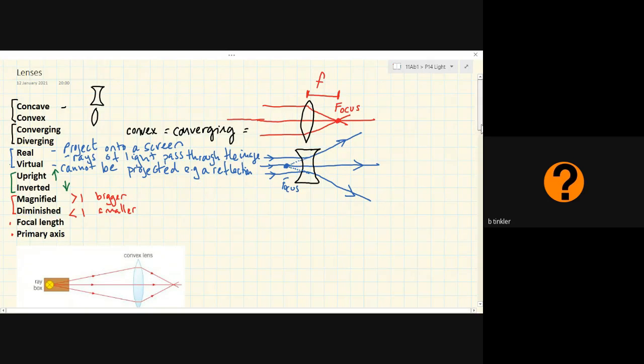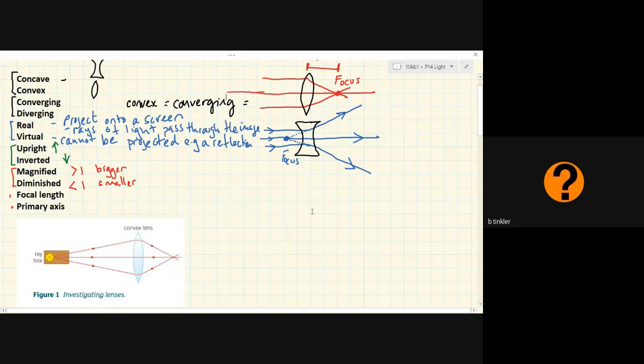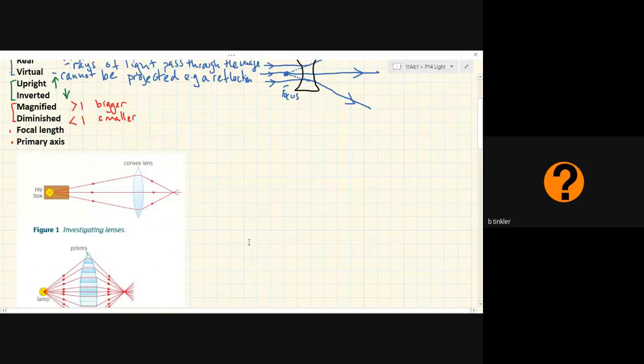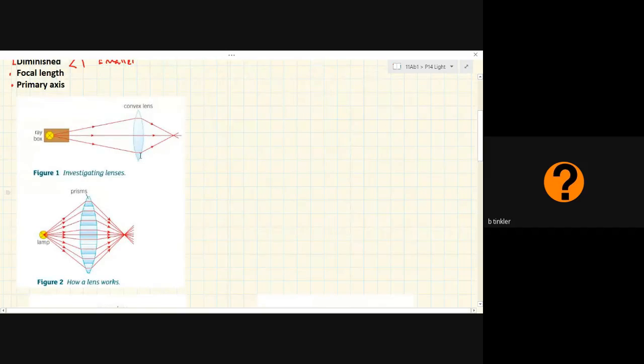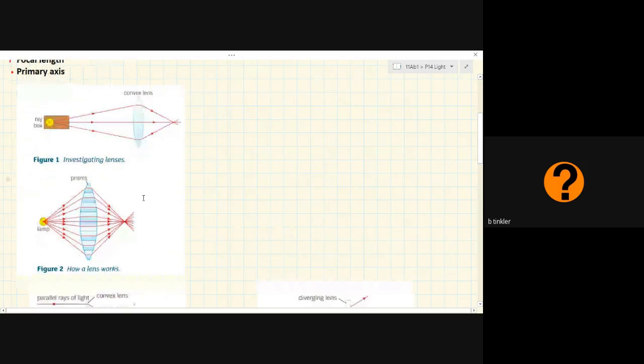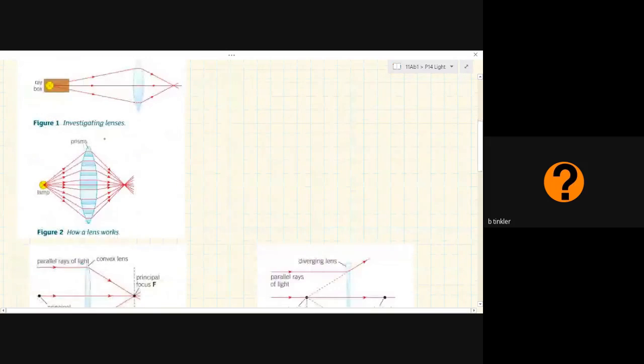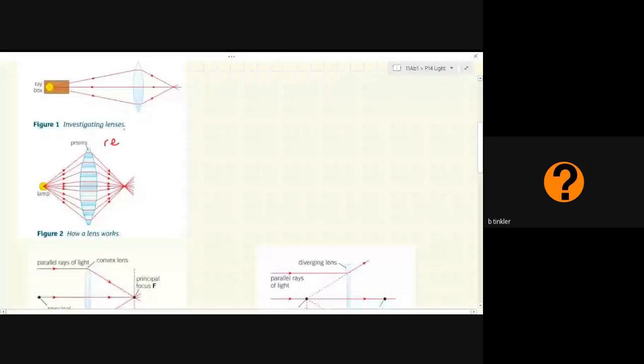If we were in school, we'd be doing some experiments with ray boxes and looking at lenses, and we'd see that we could take convex lenses and bring the rays to a point. Some of you might have done that already. And this diagram here is just showing that a lens works by effectively being a set of slightly different length prisms. Okay, so we know that light is refracted at a surface when it changes speed.